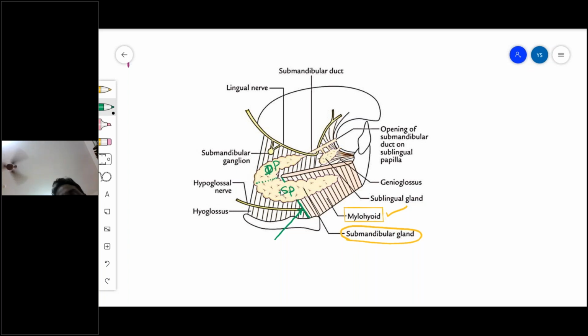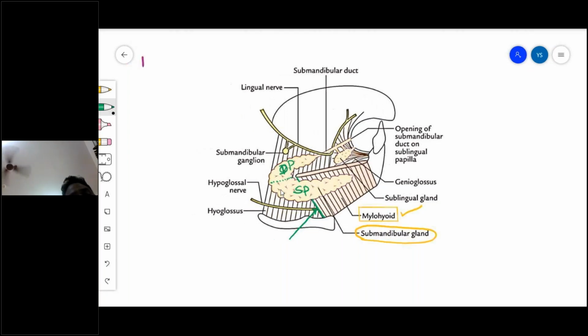Very good. Out of these two parts, which part is bigger? Deep? Very good. Superficial part is bigger. And the deep part, okay, is smaller, present deep to the mylohyoid muscle. So now we are going to learn about the parts and the relations of the superficial part.